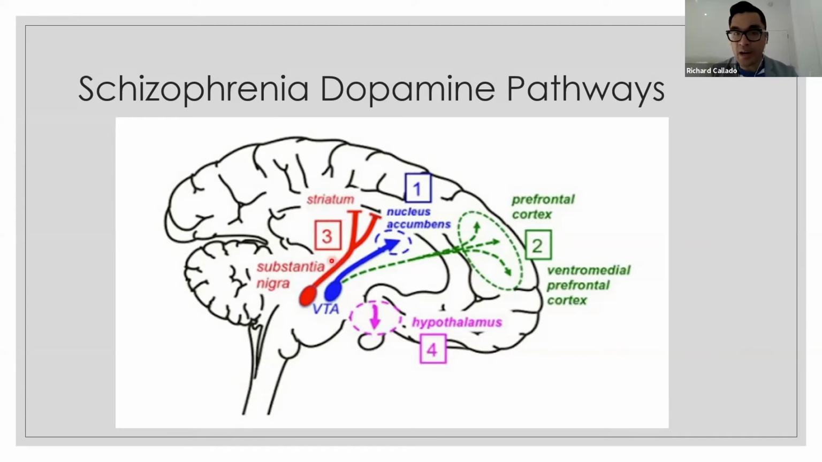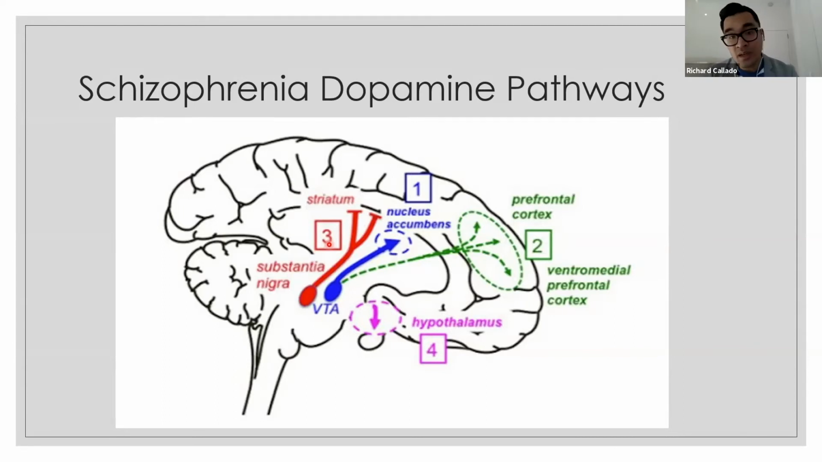So striatum is the area that's for movement, right? So dopamine is implicated in movement. When you're moving your arm smoothly and making fine motor movements, your brain is actually releasing dopamine. So a lot of times when you're blocking dopamine, what do you see in those patients as a side effect? You see EPS, right, extrapyramidal symptoms.